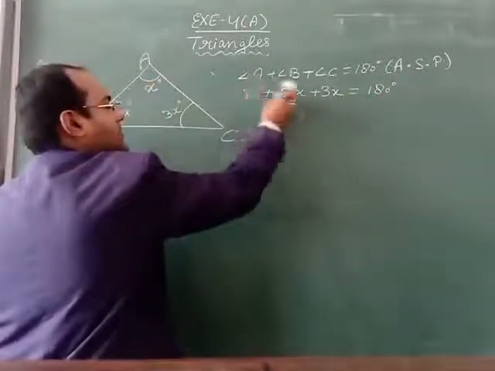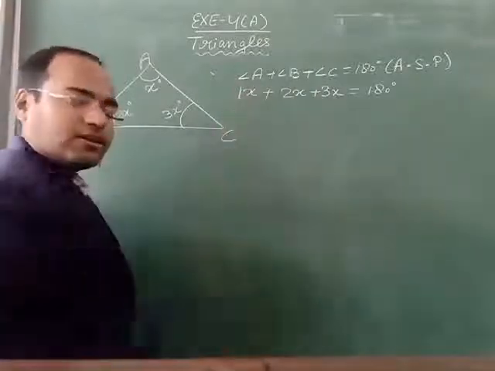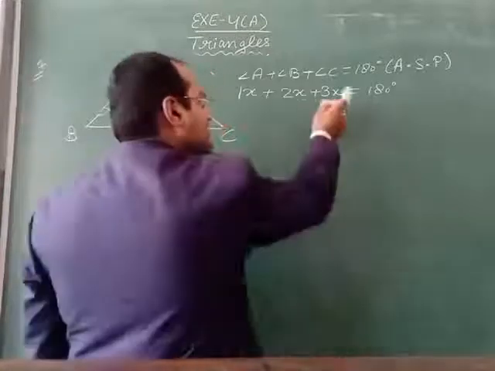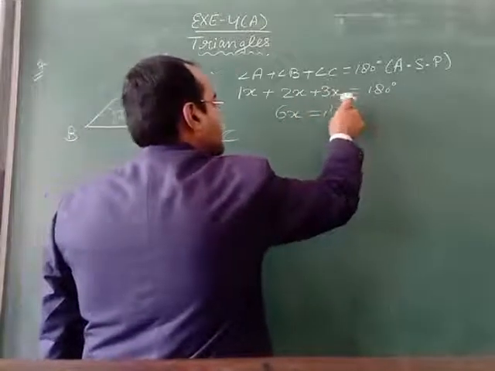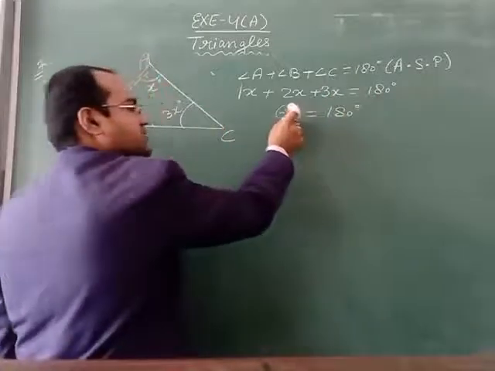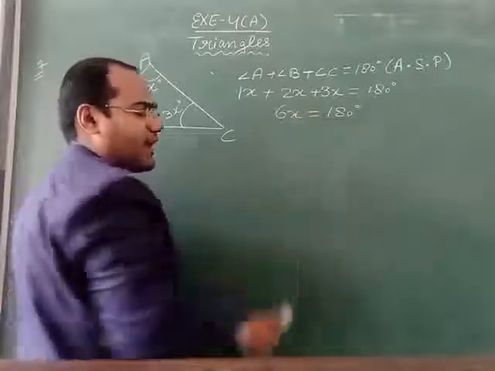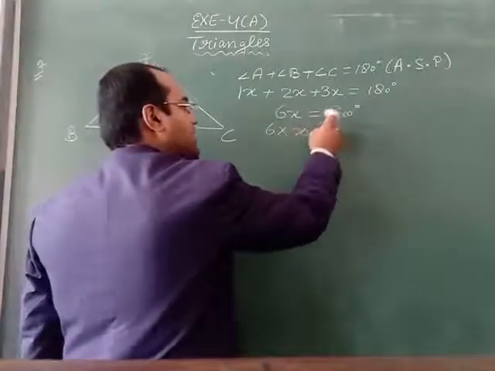On adding them, here no number is written with x, so we will take 1. So 1x plus 2x will become 3x. 3x plus 3x will become 6x. So 6x is equal to 180 degrees. This 6 and x are in multiplication. Between 6 and x, no sign is there. That means this is 6 multiplied by x.